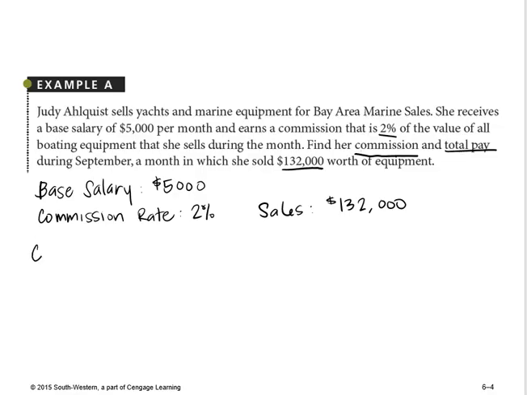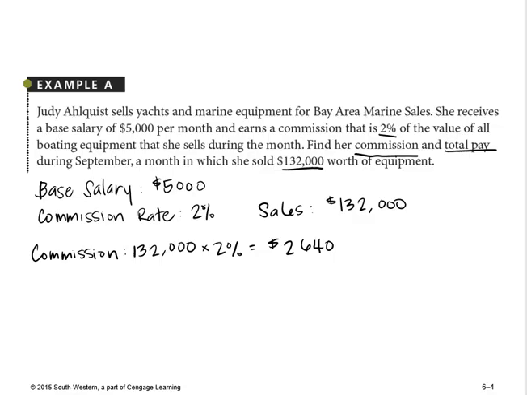The first thing we're going to do is calculate her commission amount. So her commission is simply her total sales, 132,000 times 2%. And this gives me $2,640 in commission.